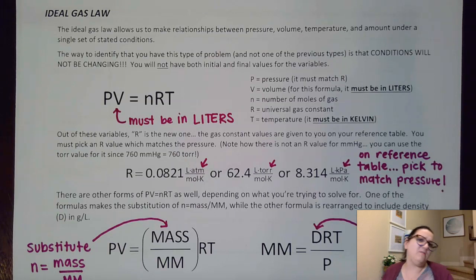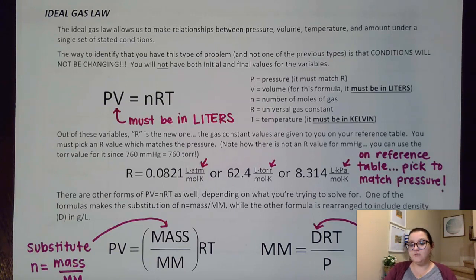Because this has a lot of the same variables that we saw in the combined one. The key difference here is that I am only going to have one set of conditions, one volume, one pressure, one temperature. Those things aren't changing. I'm just trying to find one of those variables that's unknown. With the combined gas law, you're going to have two of everything because you're trying to convert to the new conditions. But here, I'm just trying to find one of the conditions that's unknown. I'm not changing to a new set. So that's the big difference here.